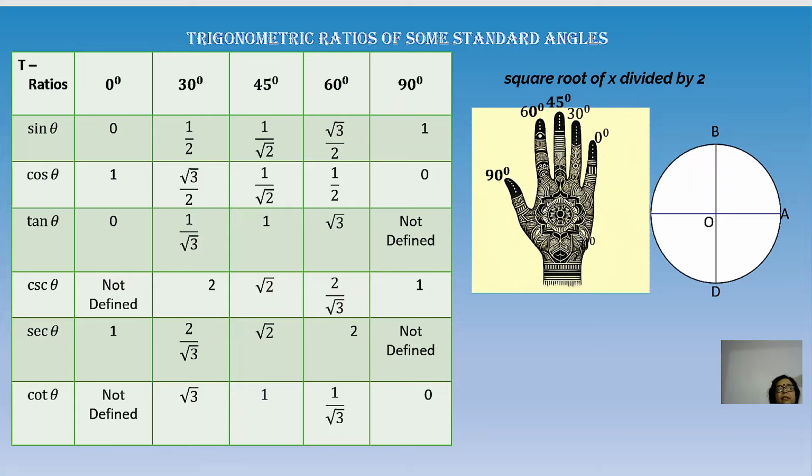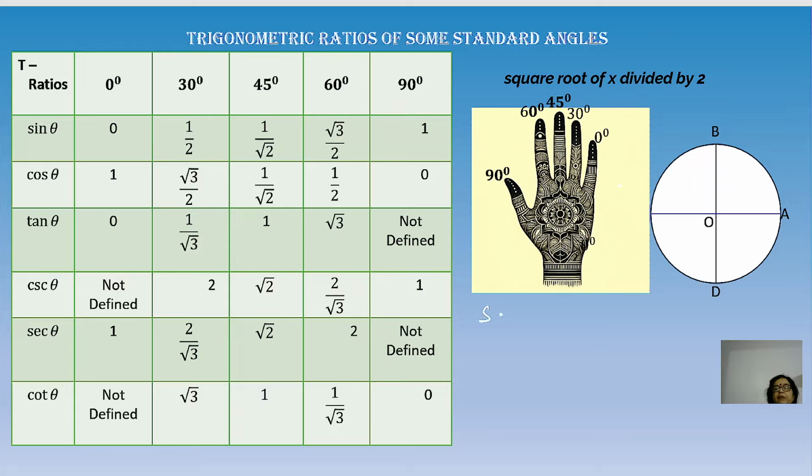This is for sine theta. Only if you know the values of sine theta, you can know all the other values. The rest of the table can be just made up with the values of sine theta. How is that done? Now this is the left palm, and we start over here with naming the smallest finger as 0 degree, then 30, 45, 60 and 90. Now the formula is square root of x divided by 2. Now what is x over here? X is the number of fingers that are left after this. For example, after 0 degree, there is no finger.